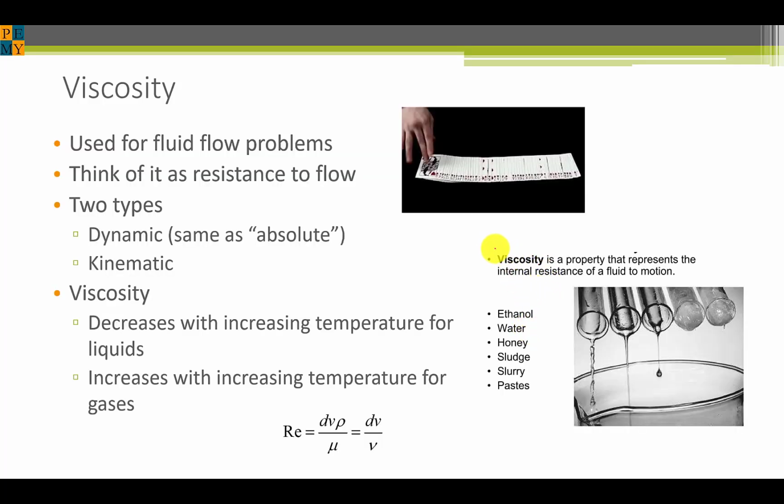Consider some different liquids: ethanol, which is shown here, water, and honey. You know from experience that ethanol and water are very mobile liquids. They flow easily. Honey is less so. And of course, sludges and slurries and pastes are even less so. Viscosity is the property that governs the ability of the liquid to flow.